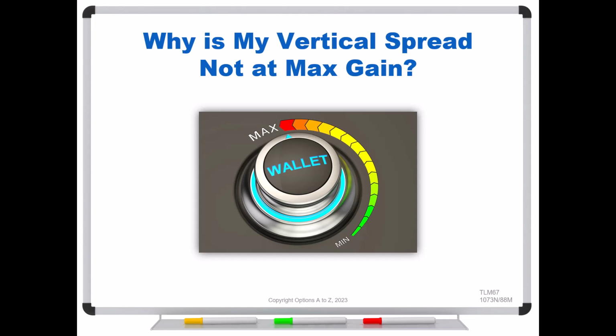A common question that I get from traders who use vertical spreads is, why is my vertical spread not at the maximum gain? The risk graph shows that it should be, and I don't understand why. Well, again, it's a common question. It's a good question. And like a lot of questions with options, there is an easy answer. So let's go find out what it is.